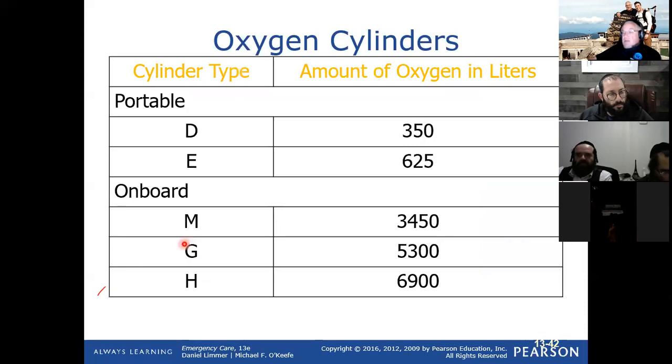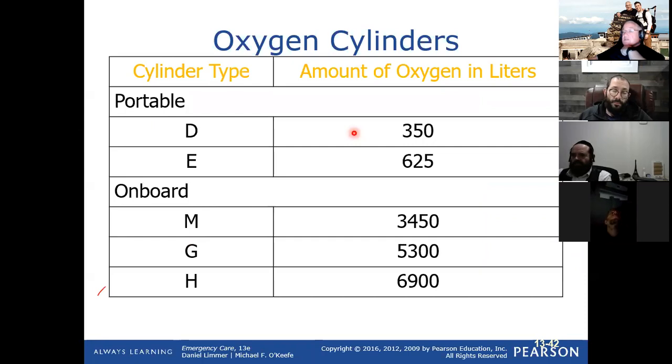This is just talking about the different types of tanks. They give them a letter classification. The typical tank we carry in the ambulance, the portable tank that we bring in the house, is a D tank. It has about 350 liters of oxygen in it. All that's saying is if you were giving somebody 10 liters per minute of oxygen, you have 35 minutes of oxygen in there. That's if the tank was completely full.